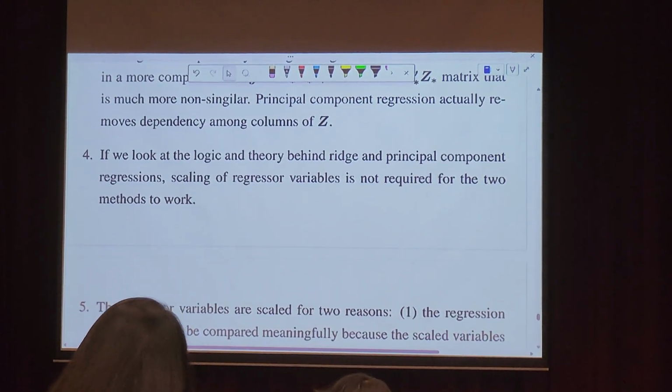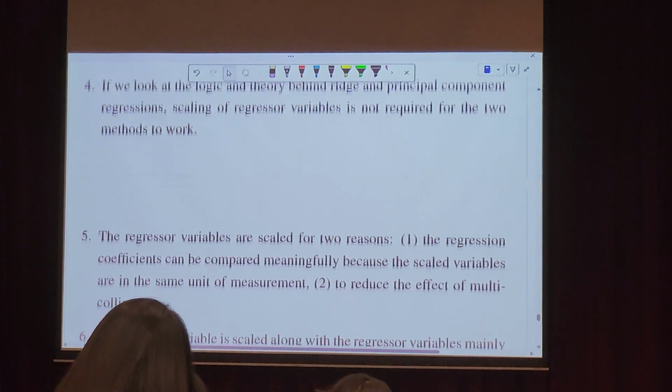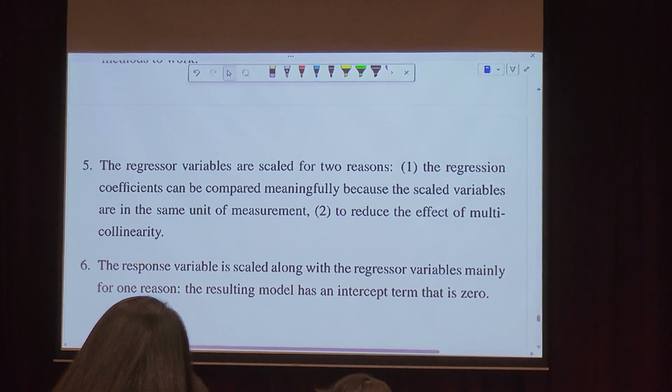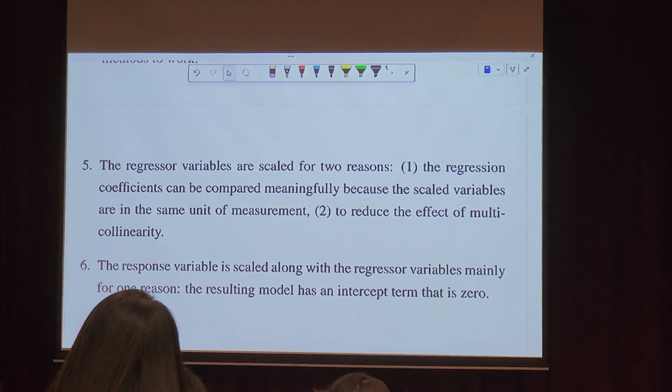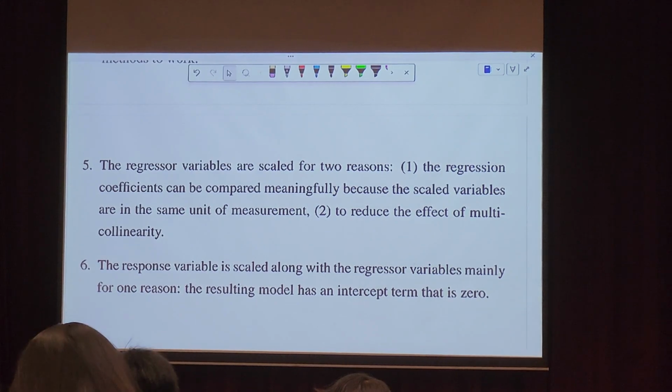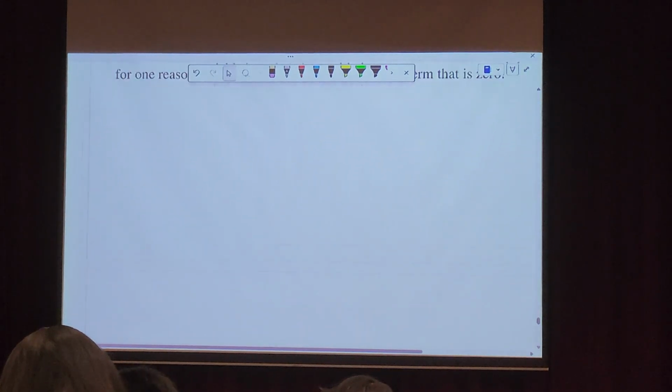All right. If you look at the theory, scaling is not required. Okay, you can do without scaling. Why do we scale? Because we can compare them more meaningfully because now they are standardized. And also, we can reduce the effect of multicollinearity. The response variable is scaled along with the regressor variables mainly for one reason. The resulting model has an intercept term that is 0. That's the reason. Okay.